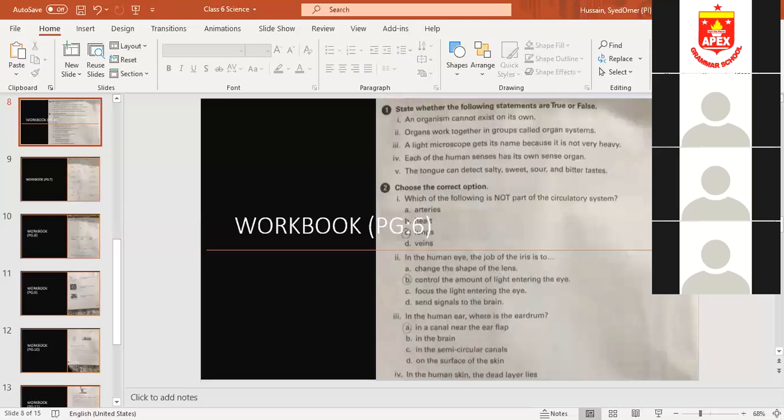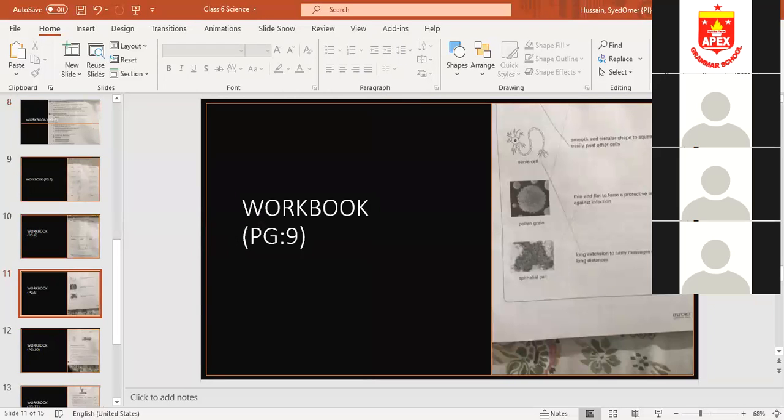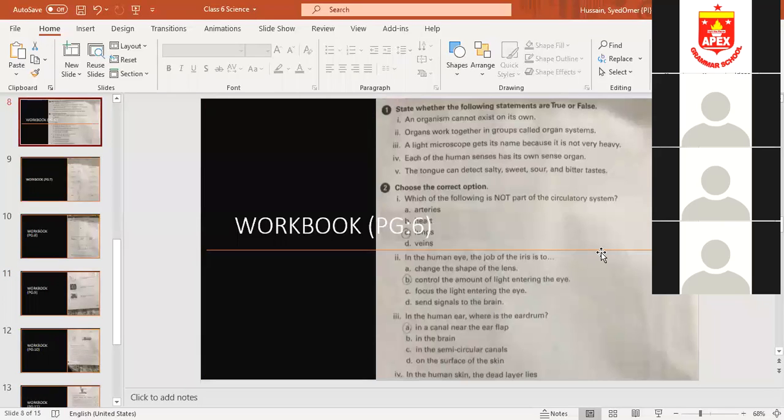Students, unmute yourself and answer the questions. The tongue can detect salty, sweet, sour, and bitter taste. True. We have just read it now. Yes, true. Okay, secondly, choose the correct option.